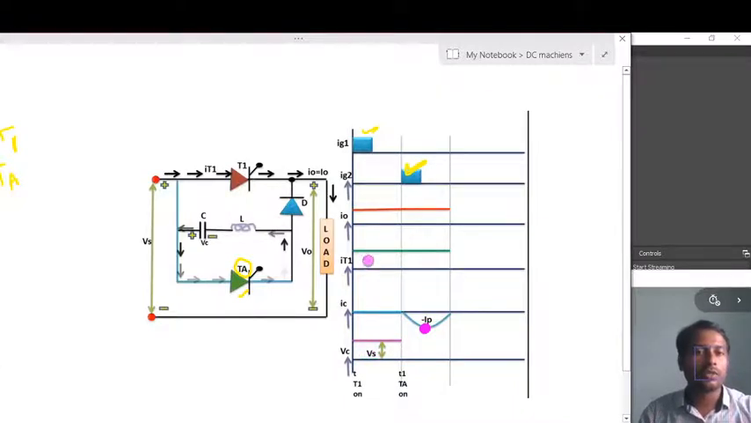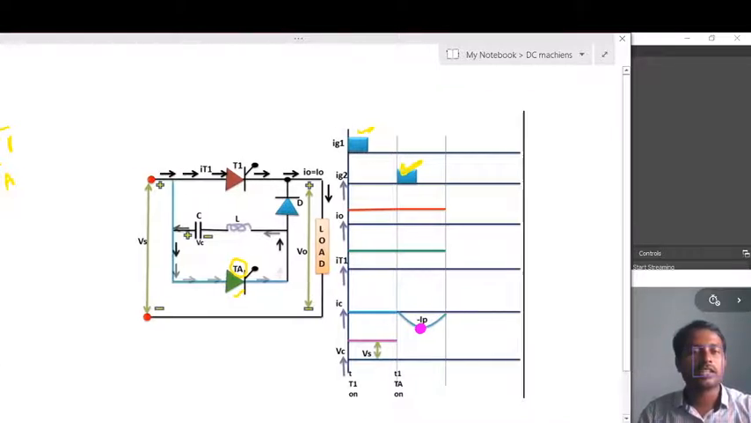Even though current flows through the auxiliary thyristor, there is no disturbance to thyristor T1, because the current flowing through T1 from the supply is constant. The output current is constant, the 3 amps I took in the first diagram, so the current through the thyristor is also 3 amps. Then let us take the next diagram.